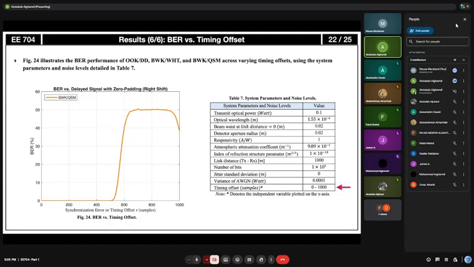As you can see, if the signal is here, we use a signal of length 1,000 samples. Even if you shift the signal by 500 samples, that means you lose 50% of the signal energy, the receiver can still detect the incoming signal.